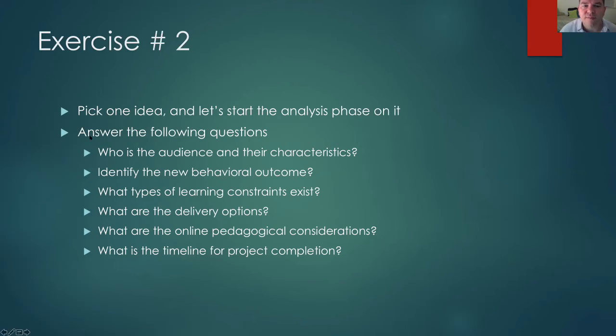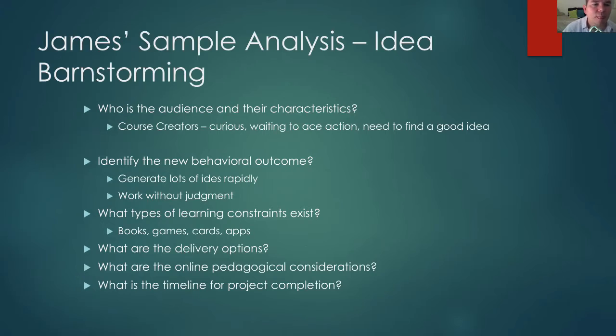It may be pretty obvious to most of you, and it might even seem silly to be writing this down, but it's just a way to start to build towards your design. In my case, if I were doing brainstorming, the audience I might be looking at is course creators, and their characteristics might be curiosity. Some of them might be feeling stuck or waiting to take action. And then if I were designing a course for that, I might look at things they would be able to do after the class. New behaviors would be generating lots of ideas quickly and reserving judgment.